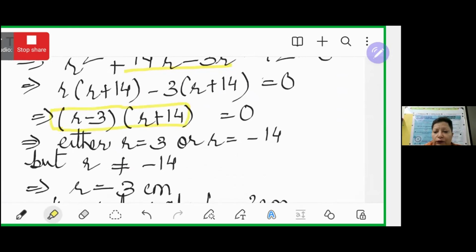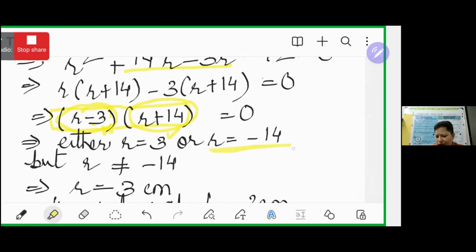When the product of two factors is 0, it means that one of the factors has to be 0, because when you multiply that 0 with something, you're going to get 0. So either r minus 3 is going to be 0, this one here, or r plus 14 is going to be 0. So let me put r minus 3 equal to 0. r minus 3 equal to 0 gives me r is equal to 3. r plus 14 equal to 0 gives me r is equal to minus 14.